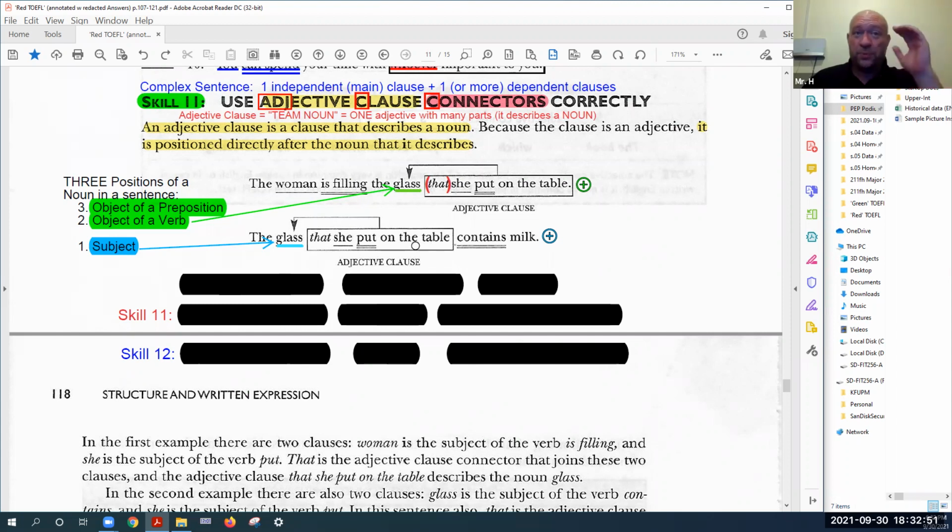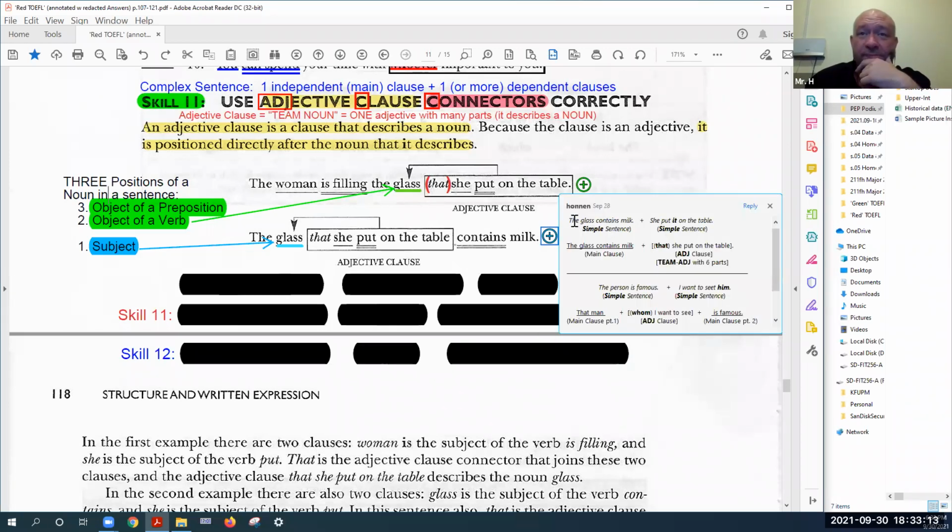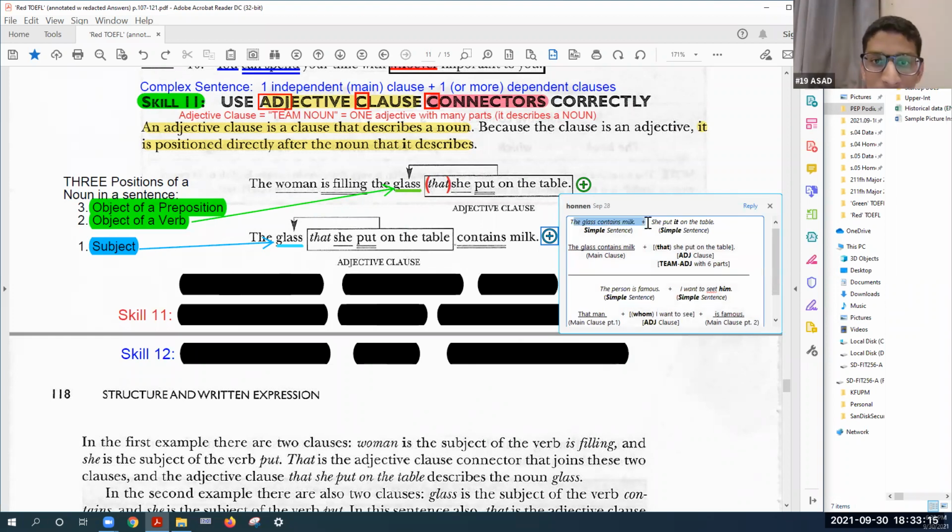Okay? So we put the subject, then directly the adjective clause, then the verb. Do you understand? Let's look at an example. Assad, let's try this example here. Read. The glass contains milk. Simple sentence. And then? She put it on the table. Simple sentence.